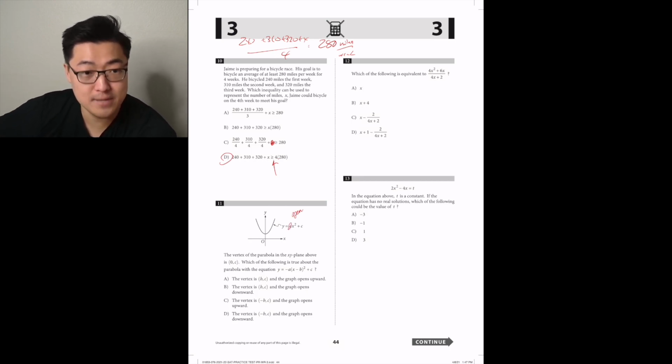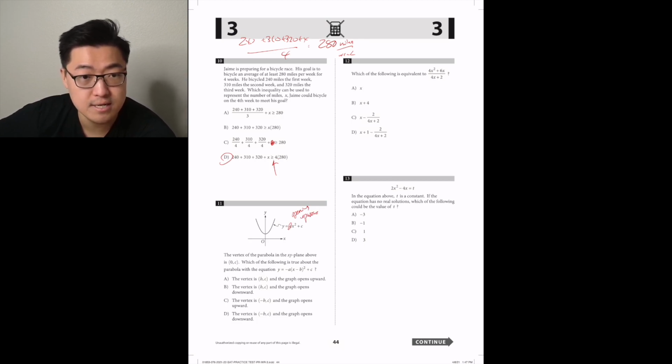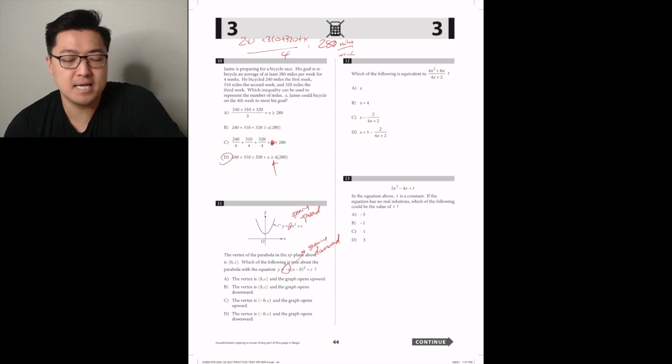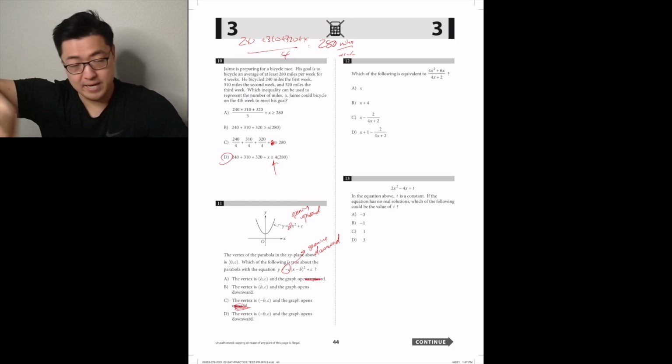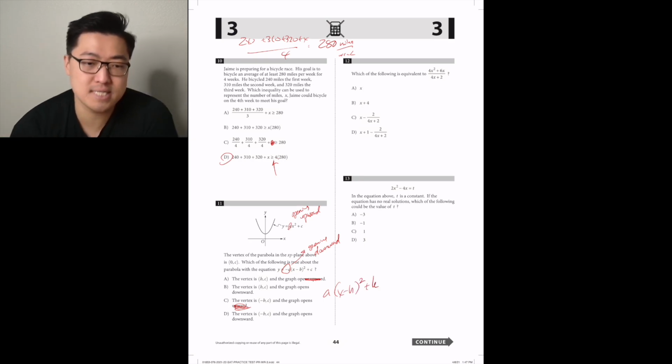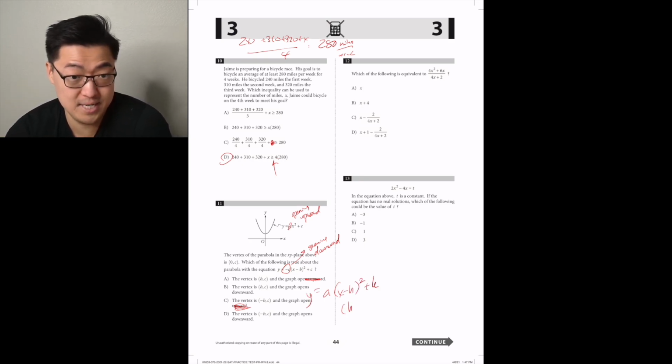The vertex of the parabola in the xy plane above is B, C. Great. Which of the following is true about the parabola with the equation blah? That's written in vertex form, by the way. Okay, so then this guy, A is going to be a positive number because in the original smiley face graph, A is positive and it's making it a smiley face. So negative A is going to open downward. So it's going to be a downward B or D.